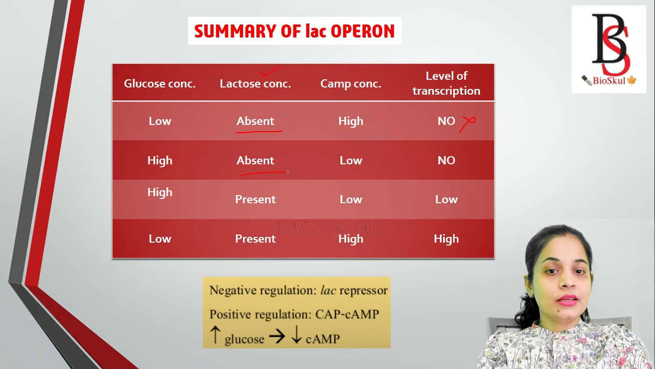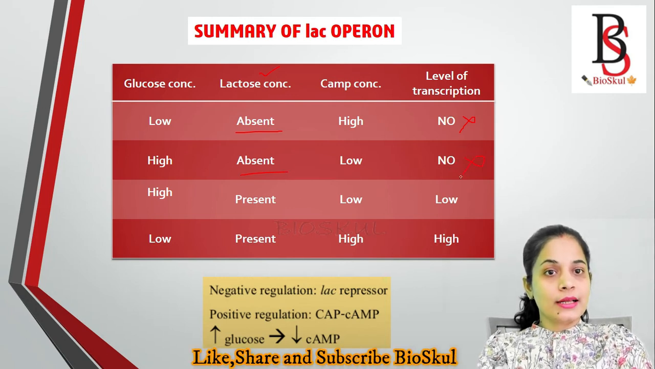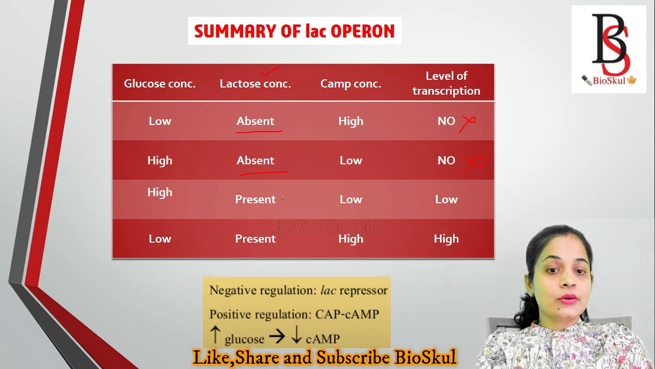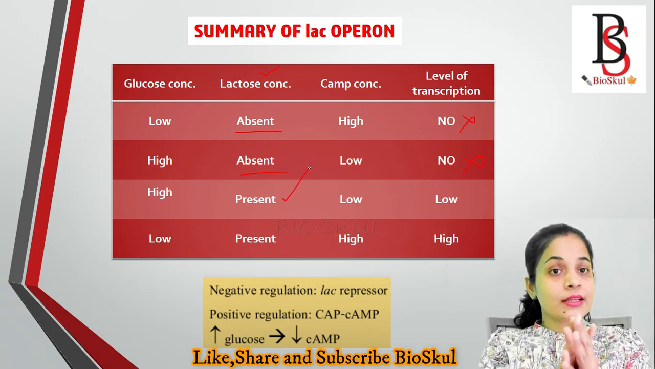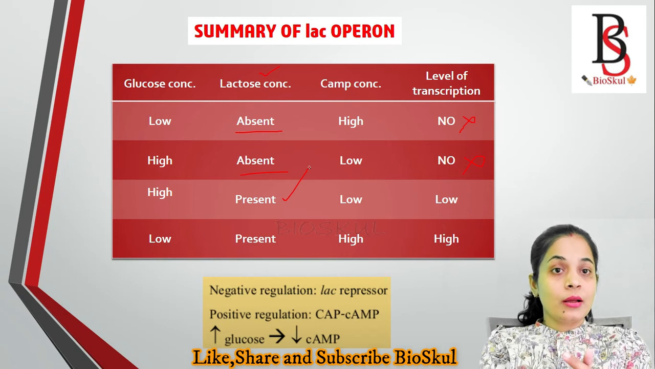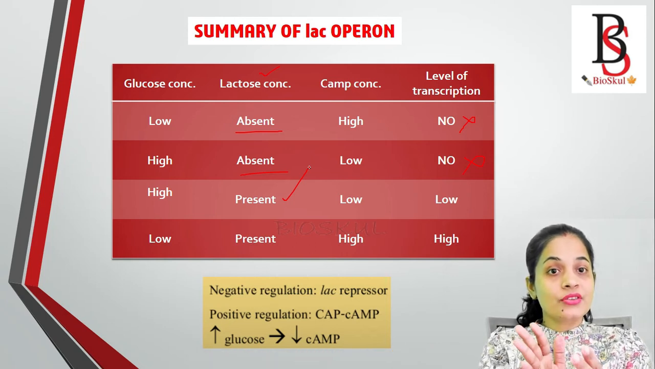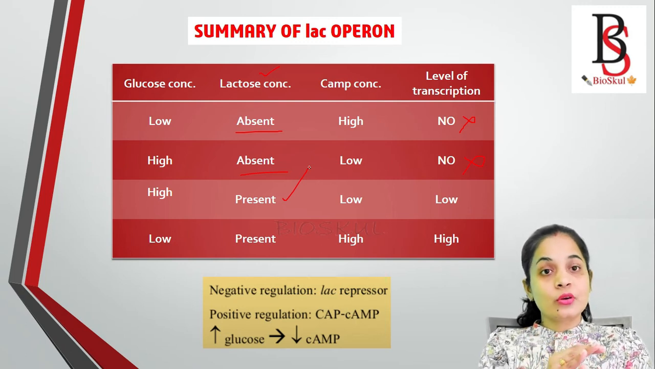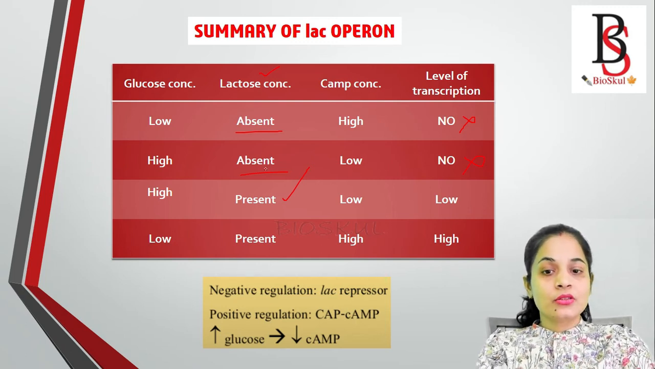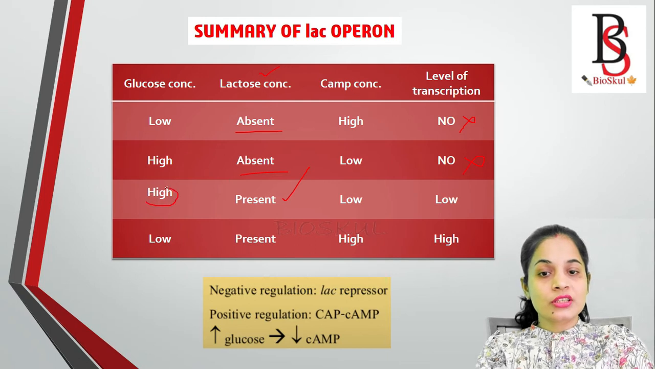And similarly here the lactose is absent. Lactose absent means there will be no transcription. Here the lactose is present, that means the transcription will be on. But now we'll look into the concentration of glucose to know whether the transcription rate will be high or low. So in this condition, glucose concentration is high.